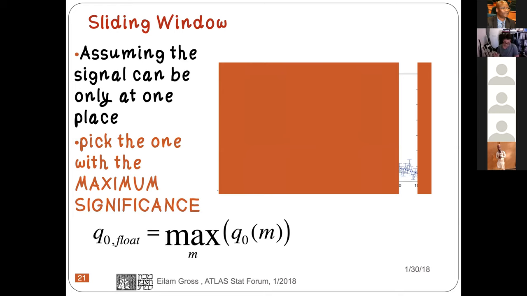And then when I finish doing them all, assuming the signal can be only at one place, I pick the mass where the maximum significance is, somewhere around 30. So Q0 float is the maximum of the Q0 when I scan over the mass range. This is the thing you should actually remember.